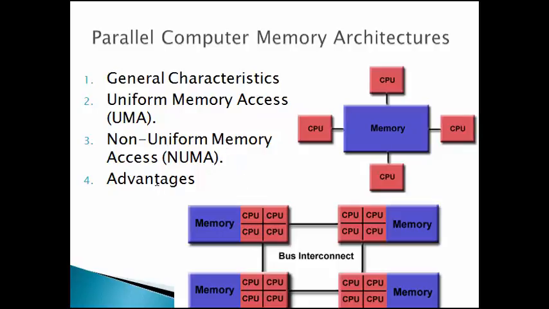Advantages. 1. Global address space provides a user-friendly programming perspective to memory. 2. Data sharing between tasks is both fast and uniform due to the proximity of memory to CPUs.